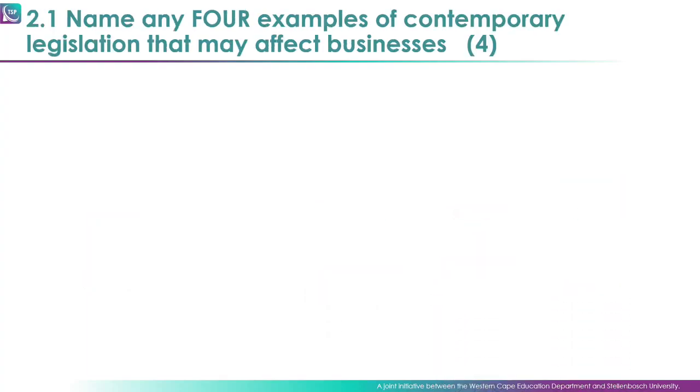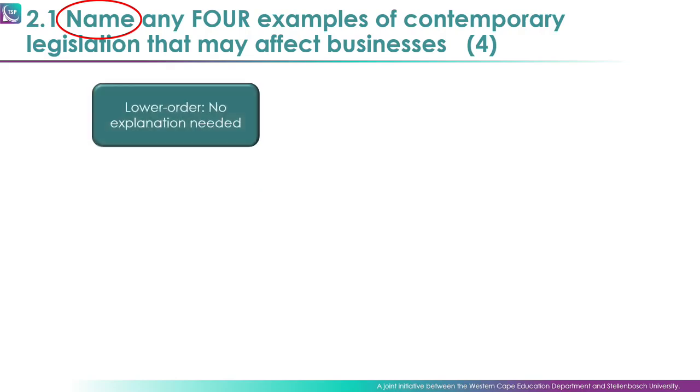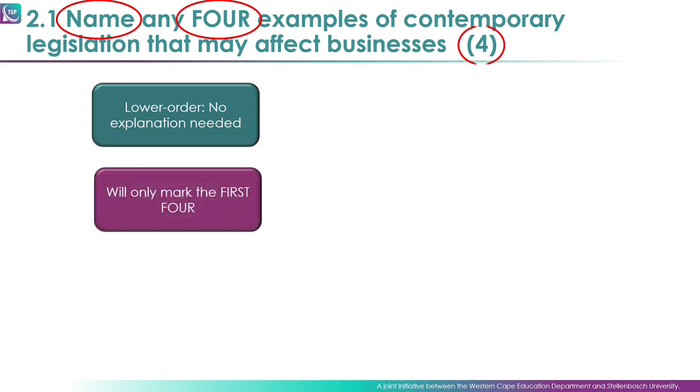All right, let's look at some examples. Now, name any 4 examples of contemporary legislation that may affect businesses. You'll see we are going to circle some of the aspects that are giving us an indication as to how to answer this question. First one is name. Name, if you look at your exam guidelines, will tell you that that's a lower order question. Right, no explanation is required for this, and you'll see by the indication of 4 examples and the mark allocation of 4 tells us that it is also a lower order question.